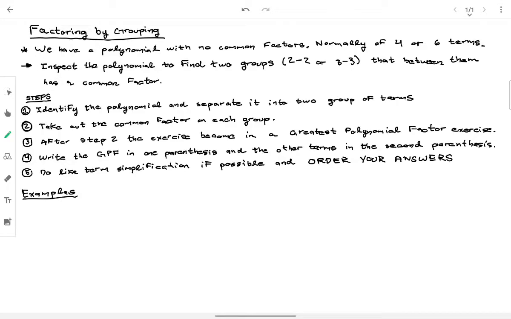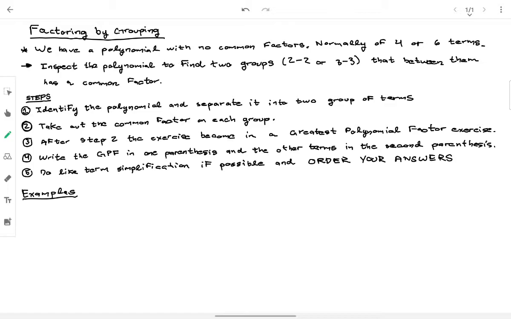Today we will see a new topic called factoring by grouping. In this kind of exercise, we have a polynomial with no common factors. We cannot take out a common factor of the whole polynomial. It will normally be composed of 4 or 6 terms. That's a way to identify it.